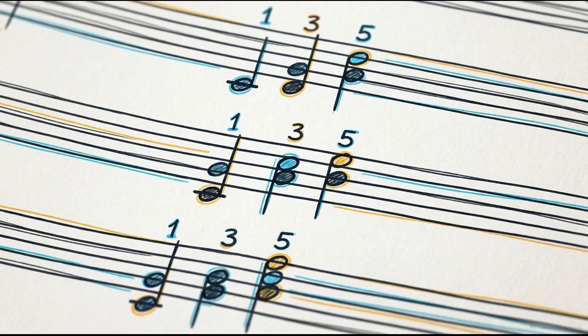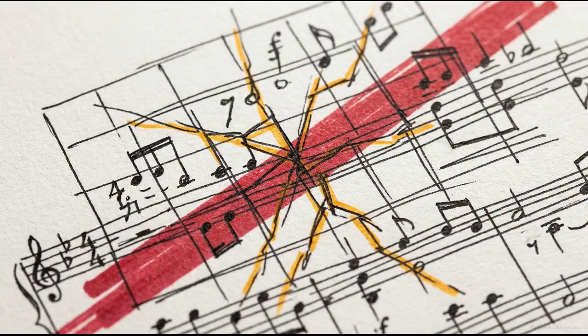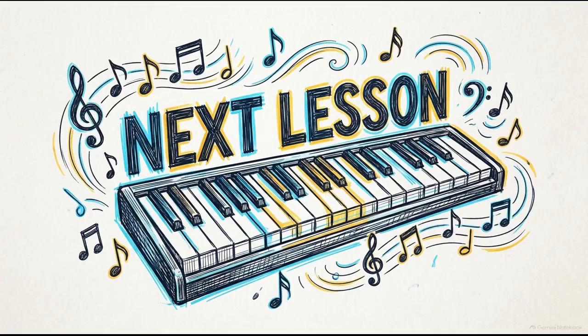This 1, 3, 5 relationship is a constant. It defines how every major chord is constructed, regardless of which scale you start with. However, this method is entirely dependent on your knowledge of the scale itself. If the notes in your scale are incorrect, your chord will be too. To use this 1, 3, 5 formula effectively, you first need to know how the scales are built. You can find that process in our video on major scale formation.